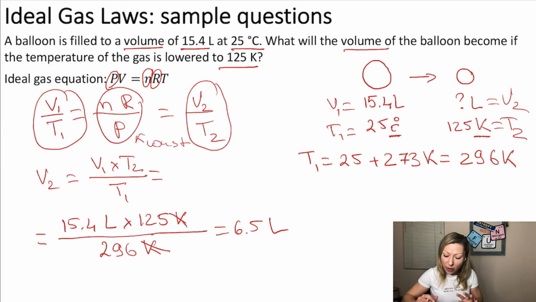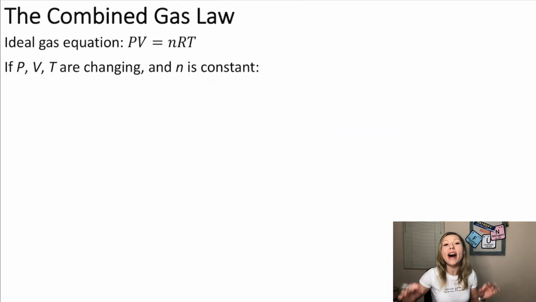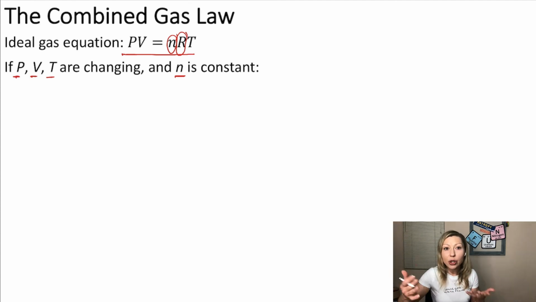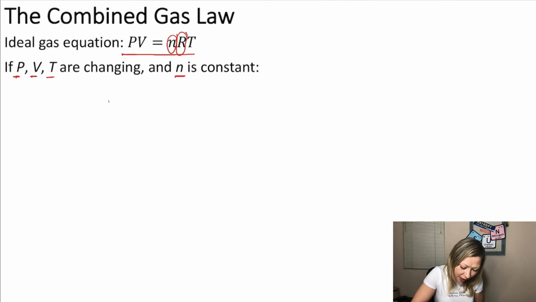Okay, so we can come up with a so-called combined gas law. And this is from the ideal gas equation. If the pressure, volume, and temperature are changing and the number of moles is constant, we can rearrange the ideal gas equation. So this is constant and this is constant. So nR will be on one side and P, V and T on the other side. In order to get there, I have to divide both sides by the temperature, right? So P times V over T is going to equal nR.